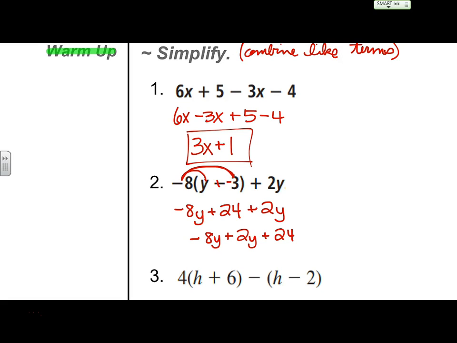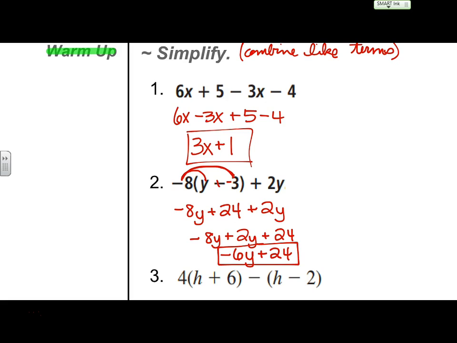So now read it. Negative 8y plus 2y is negative 6y, and 24. Why don't I do anything else with the 24? Because they're different. Does that make sense? Justin, that's only if there's an equal sign. I subtracted 24, so it would be negative 6y.